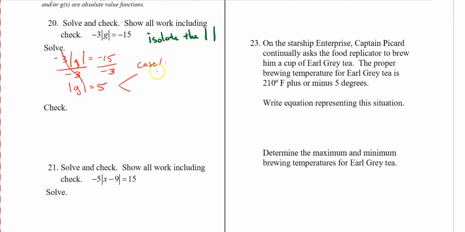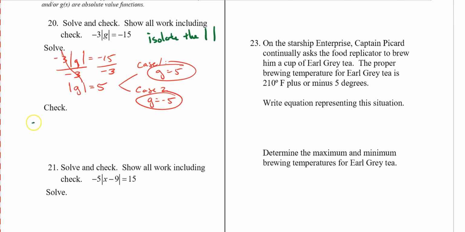Case 1 says g equals 5. Case 2, g equals negative 5. And there's nothing else to solve here, so there's my two solutions. And then to check the solutions, I take those two values and I plug them back in.